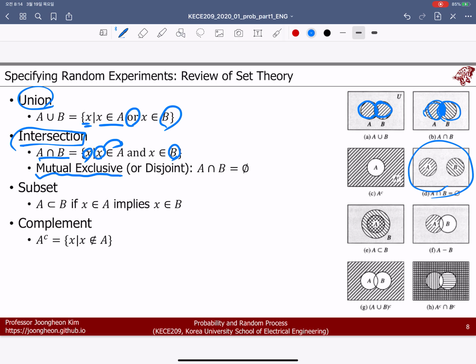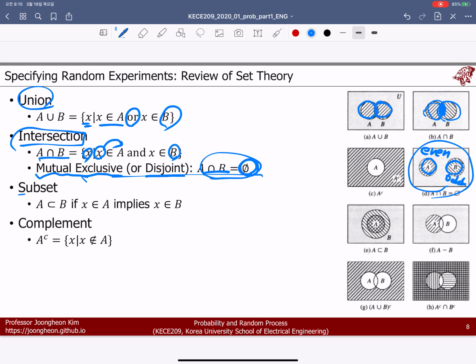It means that if A and B have no intersection, they are absolutely different from each other. So for example, this is even numbers, this is odd numbers, then there's no overlap. Then we can say that this is mutually exclusive, or this is called disjoint, or there is nothing for the intersection. We can write down these three types of explanation in order to explain mutually exclusive.